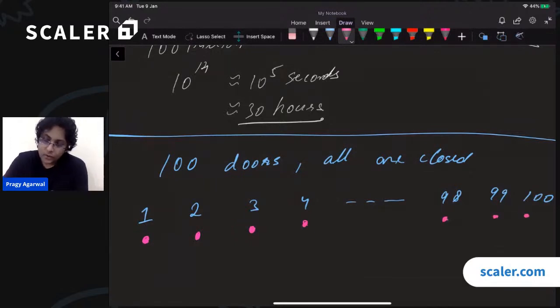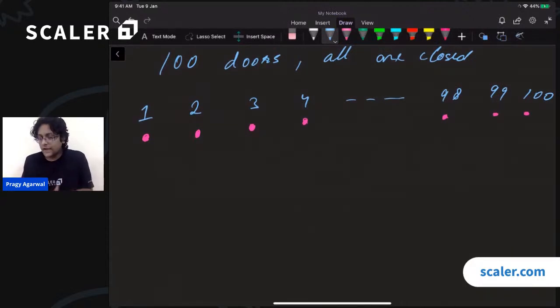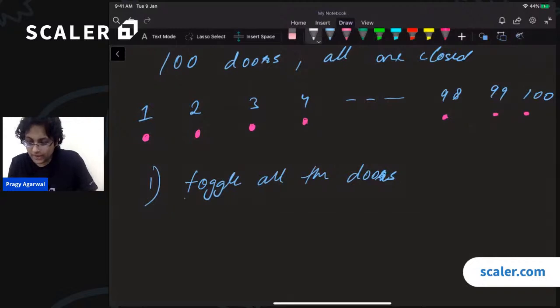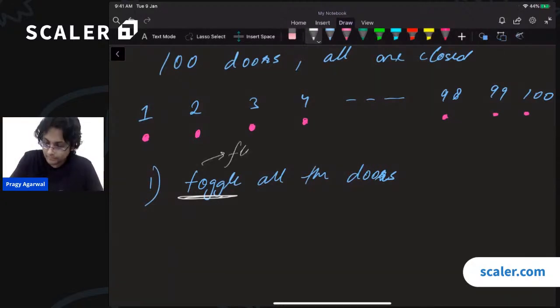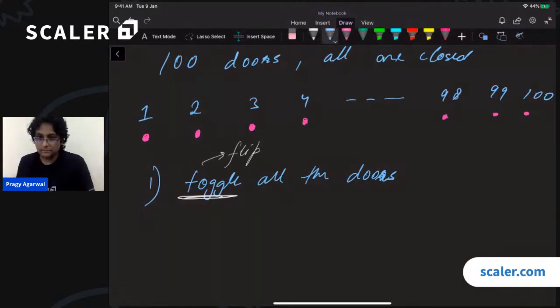Now we are going to play a game. This game will have 100 steps because we have 100 doors. In the first step, what will we do? We will toggle all the doors. So you understand what toggle means, right? Toggle means that if it is open, you close it. On the other hand, if it is closed, you open it. Toggle basically means to flip it. Cool. So in the first step, we will toggle all the doors.